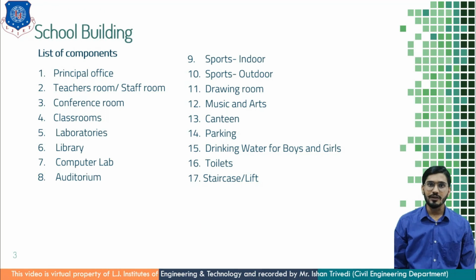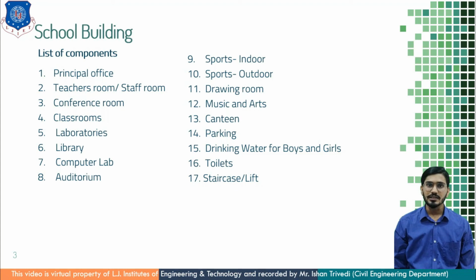First of all, we have to understand the components of a school building. First is principal room, teacher's room, or you can say staff room, conference room, classroom, libraries, laboratories, computer lab, auditorium, sports for indoor activities, sports for outdoor activities, drawing room, music and arts, canteen if available, parking, drinking water for boys and girls, toilets for boys and girls, staircase and lift whichever is possible.